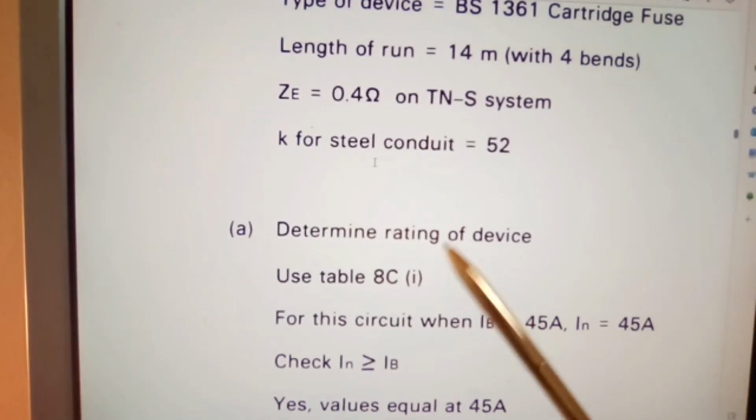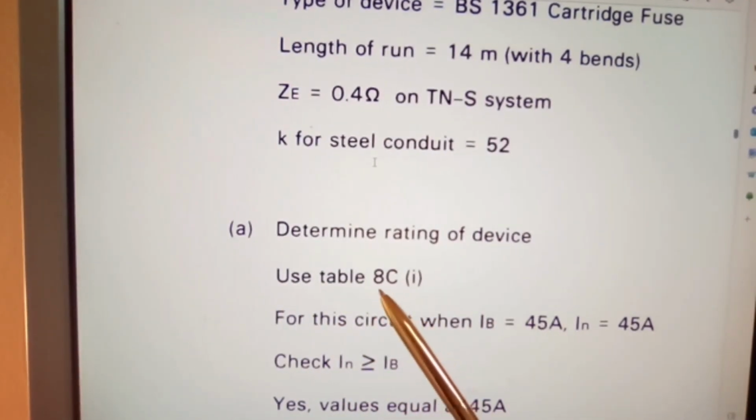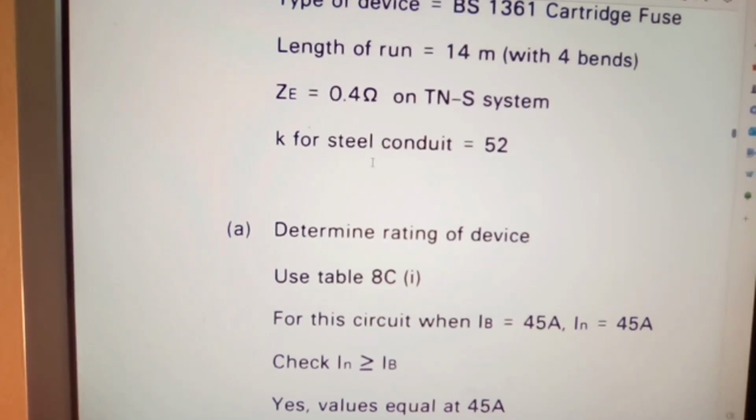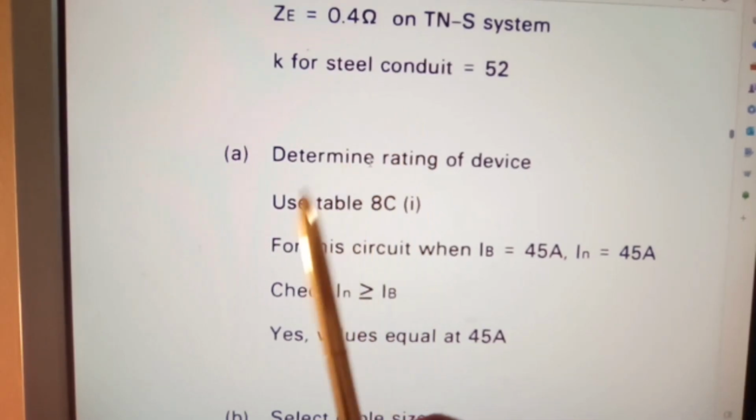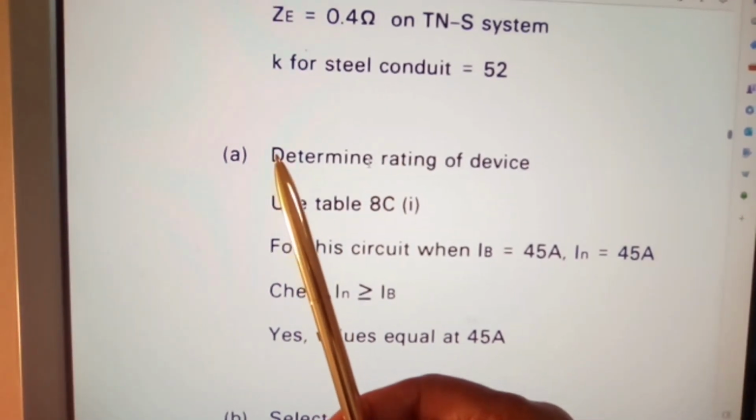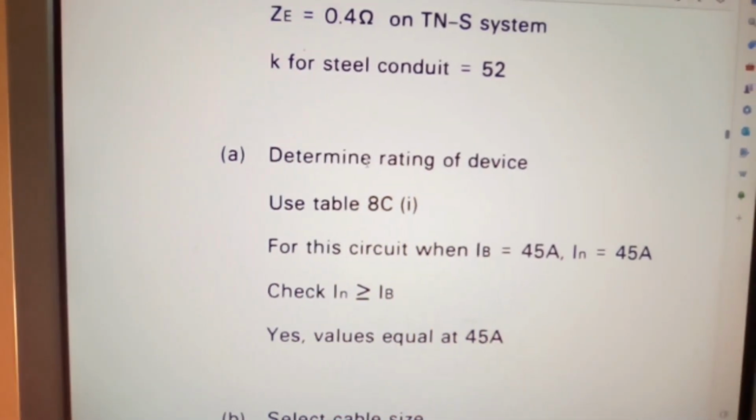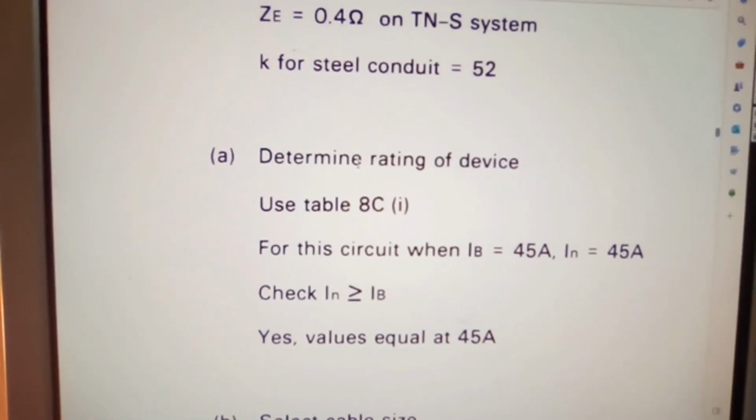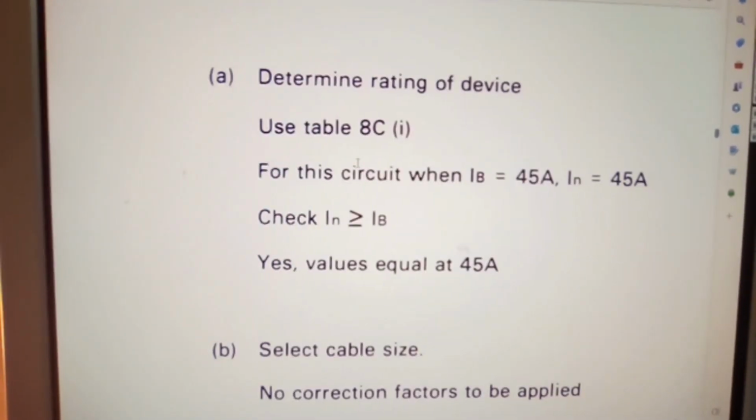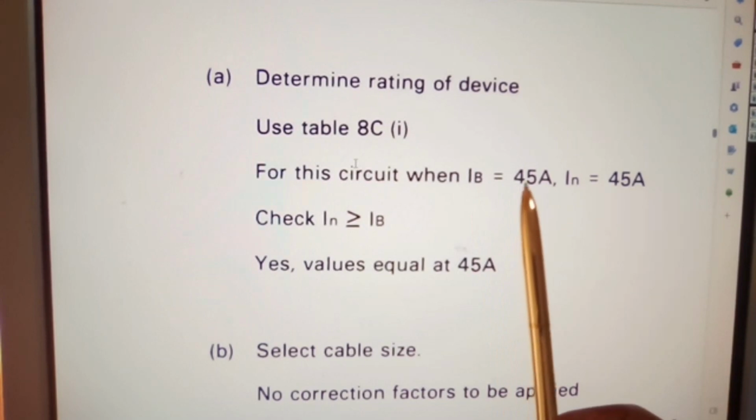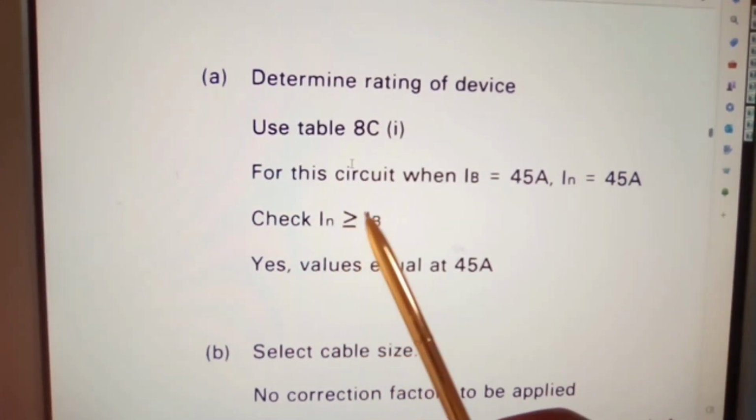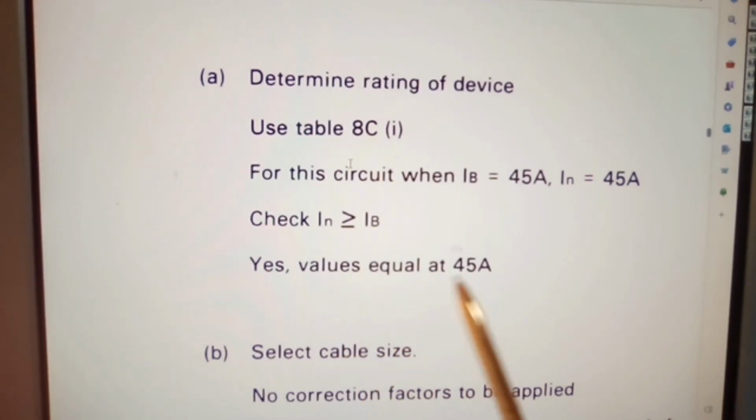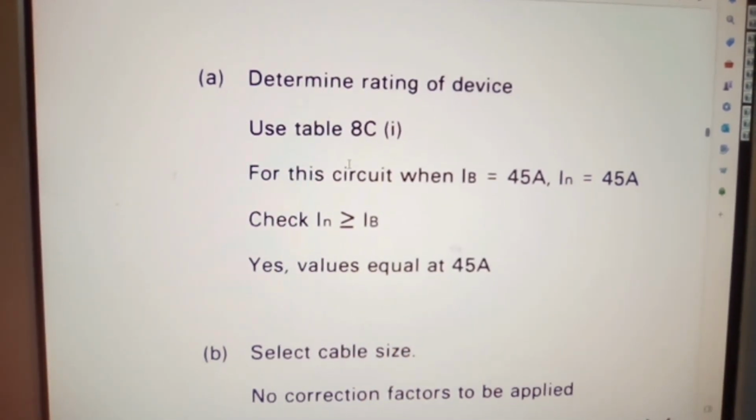Determine the rating of the device, use table 8C. Now be aware again, these tables may have changed, so they may be under a different name, but you're looking for the heading on determining the rating of the device, so that would be familiar. Okay, for this circuit, when IB equals 45 amps, IN equals 45 amps. Check IN is greater than or equal to IB. Yes, the values are equal at 45 amps.